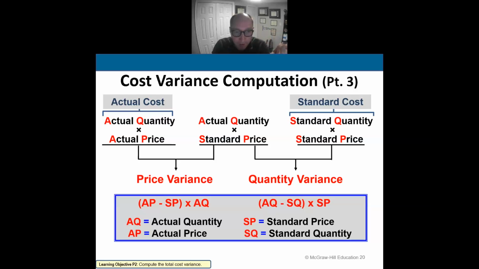So to find the variances, use the formulas down below. For price variance, actual price minus the standard price times the actual quantity. That will give you the price variance. For the quantity variance, take the actual quantity minus the standard quantity times the standard price. That will get you the quantity variance. Does it make sense, or did I lose everyone entirely?